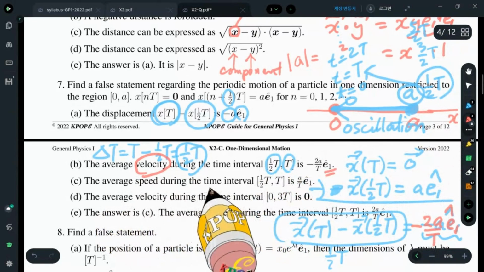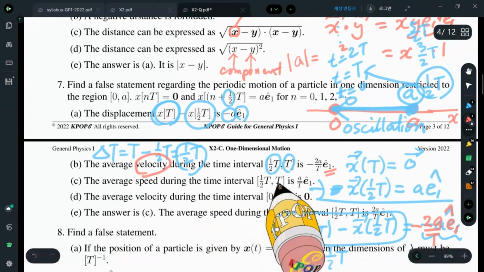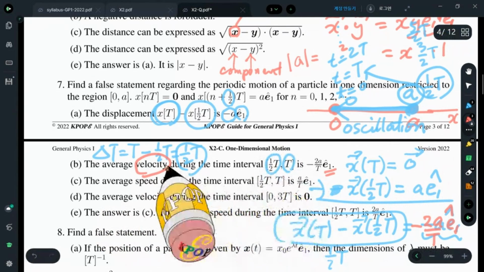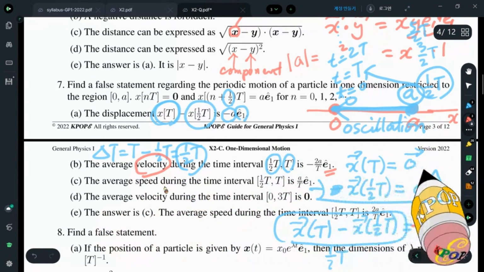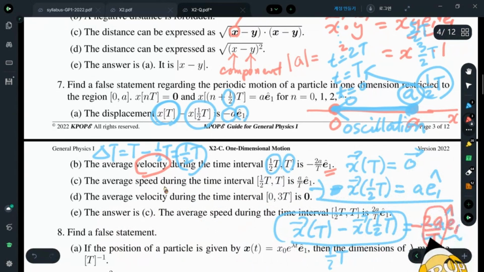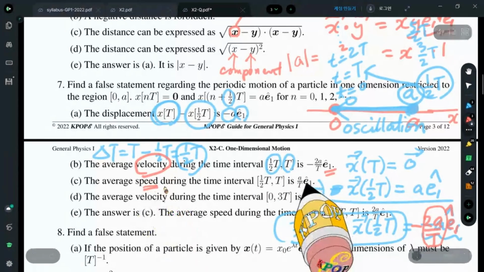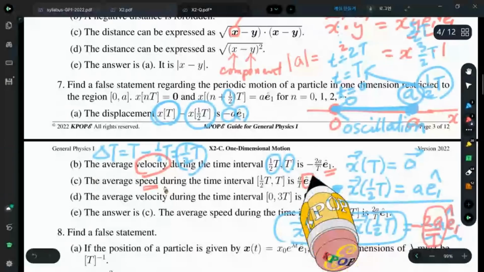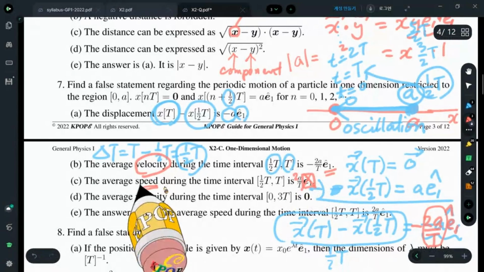Average speed during the time interval, average speed, the same interval. Velocity, speed, they are the same in magnitude. The magnitude should be 2a over t. And the speed is not a vector, it is a scalar. It does not carry any direction. So this is wrong. And factor of 2 is missing in here.